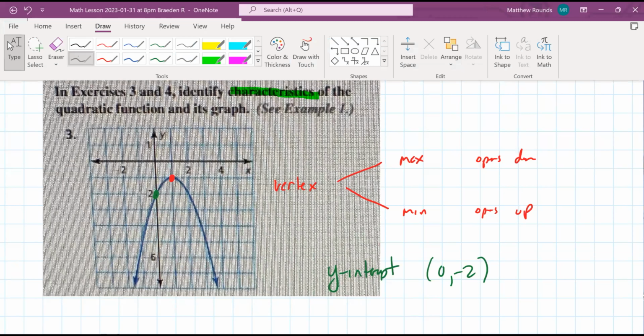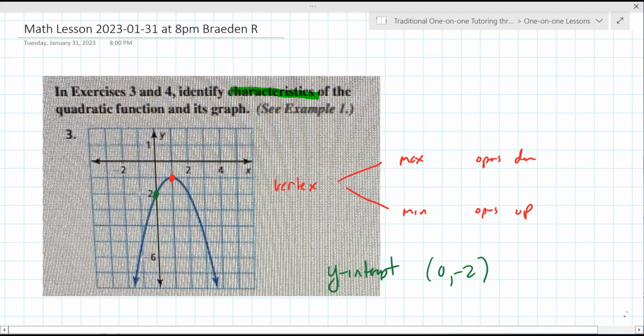Domain and range? So it's like domain is all real numbers and range is y is less than -1.